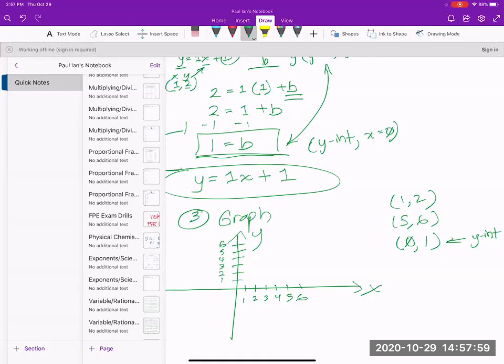So I have 0 for x. And then this 1 right here is the same one right here, which is the b. So that's automatic just by looking at this equation. So let's actually plug these points in and then connect them with a line.